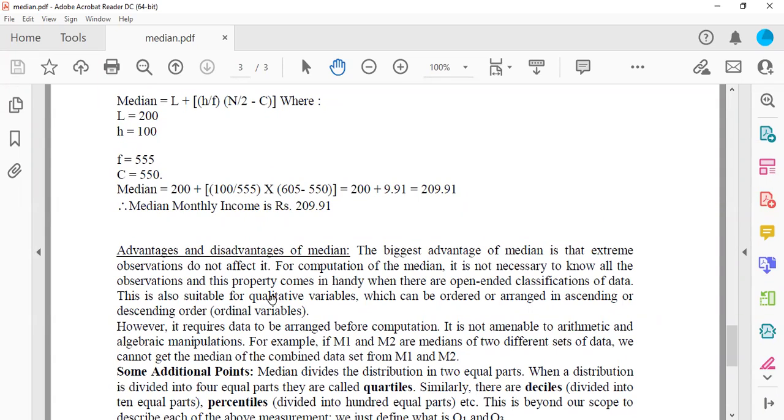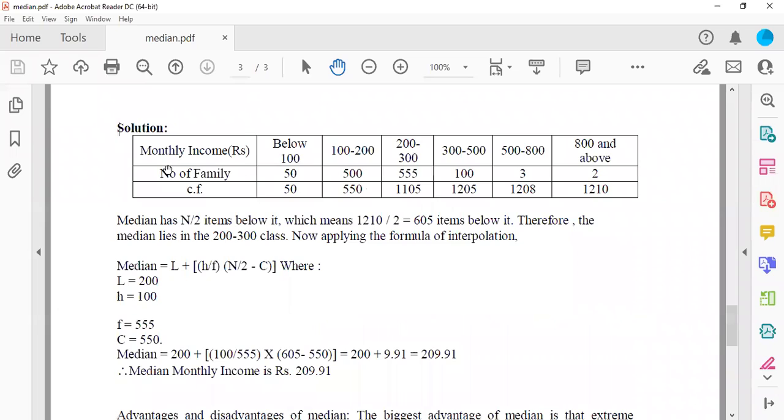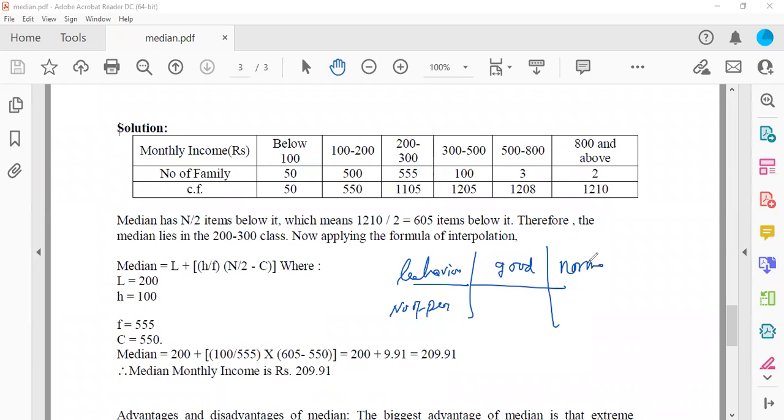The median is suitable for qualitative data. I said on the first day of class that the median suits qualitative data. Say this is the monthly income versus the frequency, the number of families. Say the distribution pattern looks like this. Say for example, the distribution is behavior versus number of people. So behavior is a qualitative variable: good, normal, bad. Three types of behavior characteristics.